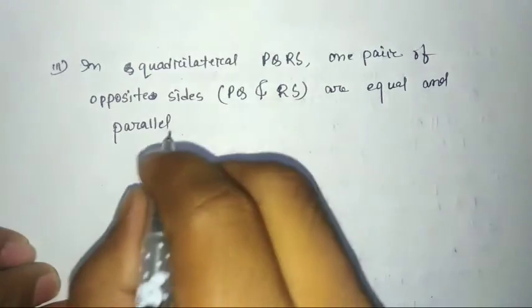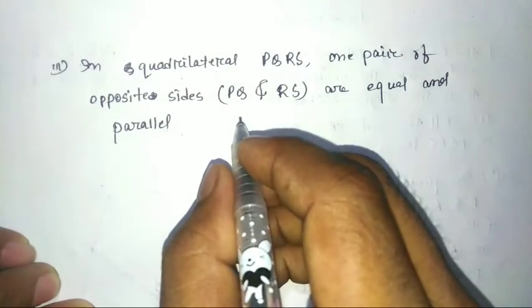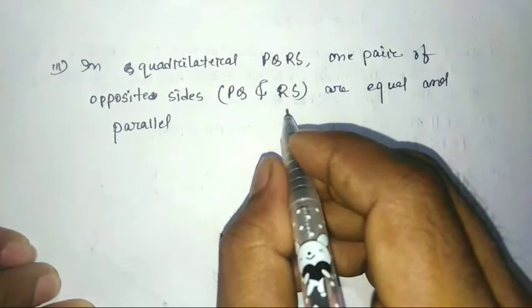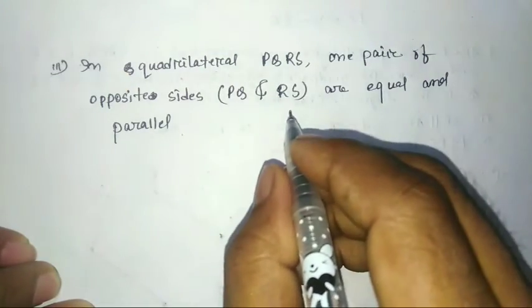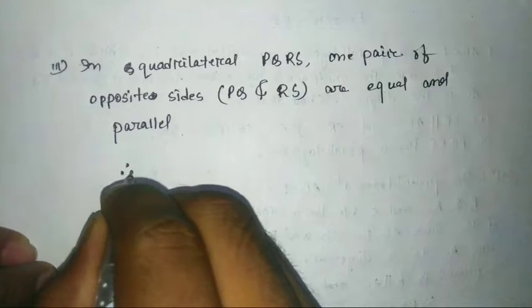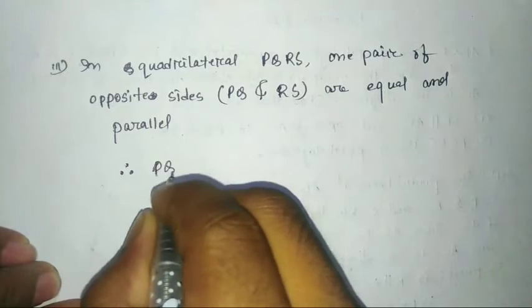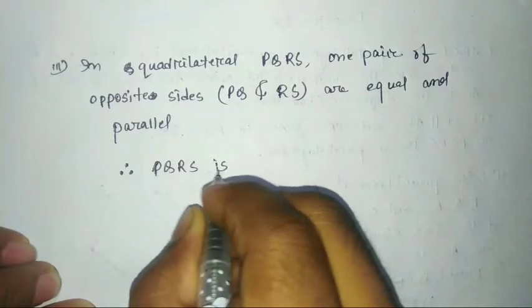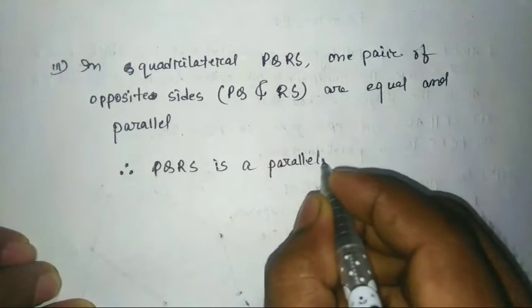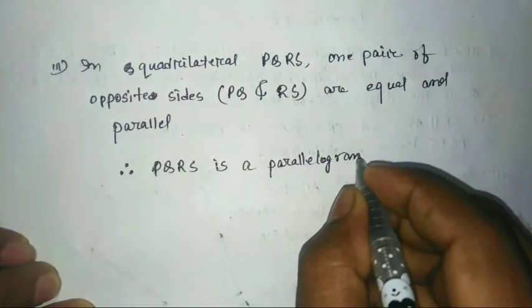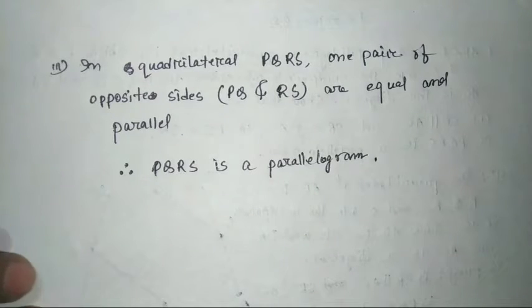Equal and parallel. When in a quadrilateral one pair of opposite sides is equal and parallel, then that quadrilateral becomes a parallelogram. Therefore we can write PQRS is a parallelogram. That's it. Very easy sum.